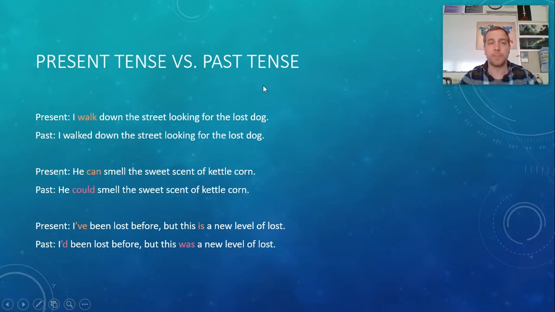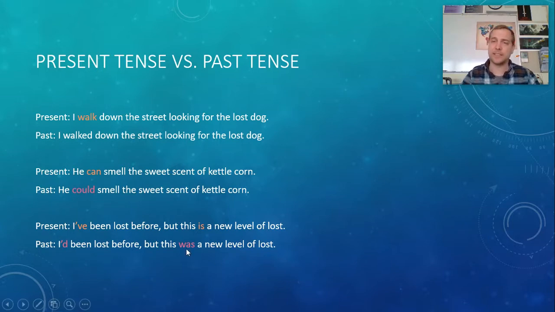Here's an example of the present tense versus past tense, right? "I walk down the street looking for the lost dog" is the present tense, whereas the past tense would be "I walked down the street looking for the lost dog." Present tense would be "I can smell the sweet scent of kettle corn." Past tense would be "I could smell the sweet scent of kettle corn." Present tense would be "I've been lost before, but this is a new level of lost." Past tense is "I had been lost before, but this was a new level." So it's a very slight difference, but it makes a big difference in your story.